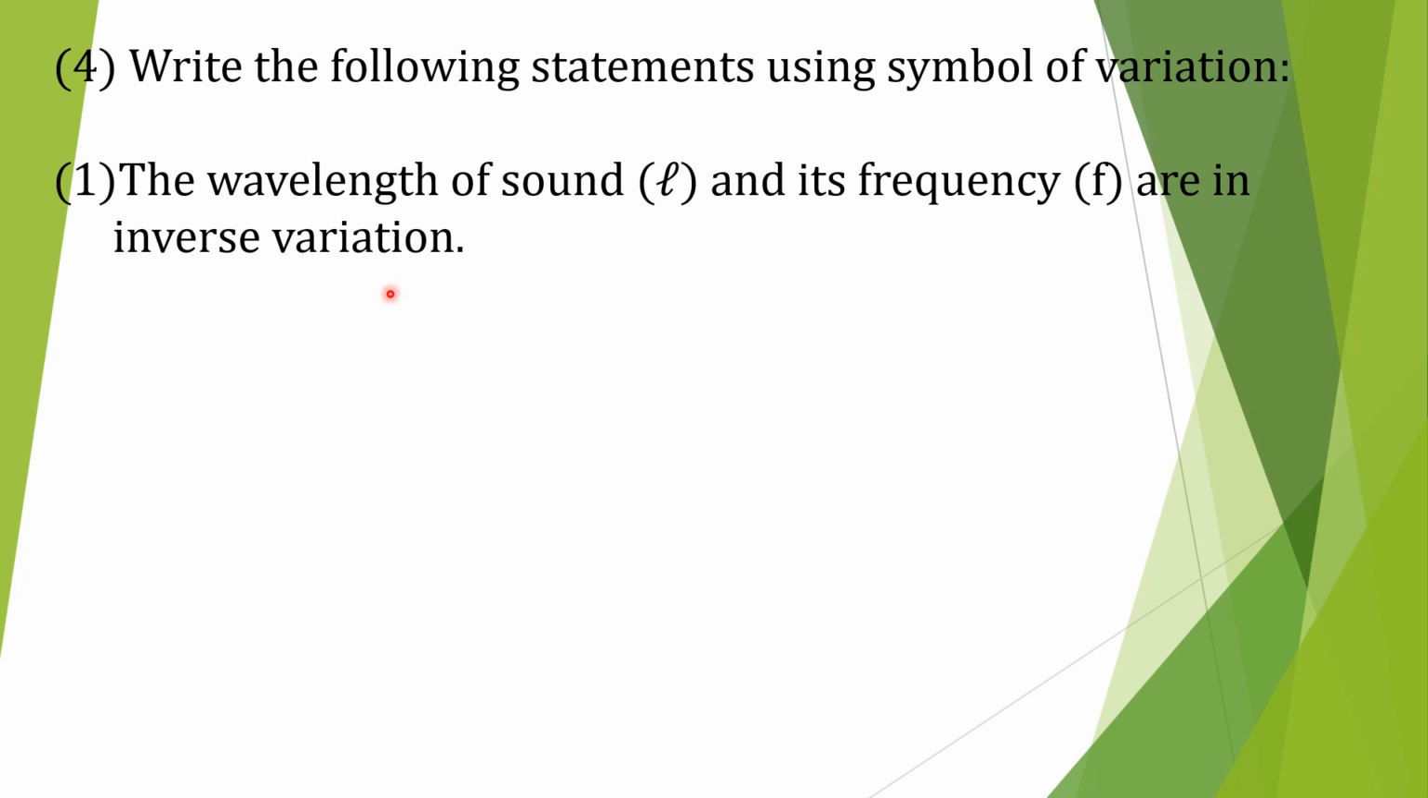So you'll write it down in symbolic manner, that is, you'll put the symbol of variation and write down the statement. Therefore, solution: L, you'll use the symbol. So L, that is wavelength of sound, varies 1 upon F, that is frequency. Okay.